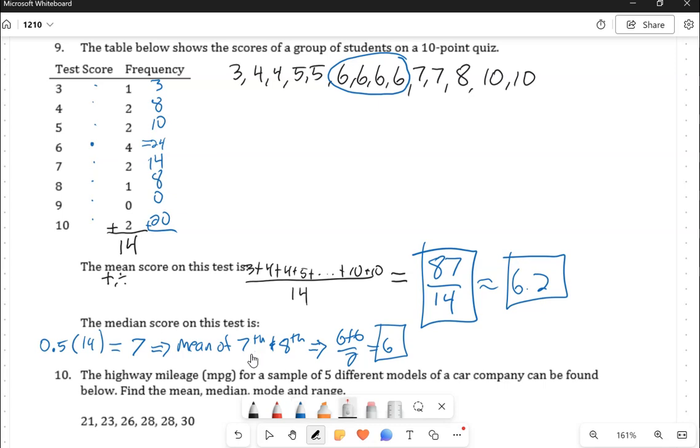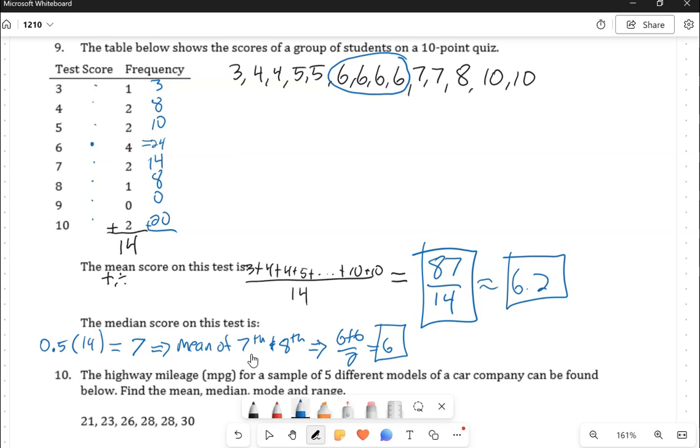Could we find that with the frequency distribution, the 7th and the 8th? 1, 2, 3, 4, 5, 6, 7, 8, 9. They're all right in there. They're all 6s. So 1, 2, 3, 4, 5, 6, 7, 8, 9. The 6th, 7th, and 8th are in this category. They're all 6s, so the median would be 6.